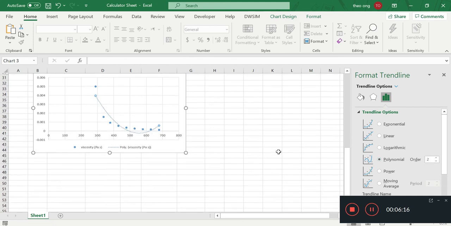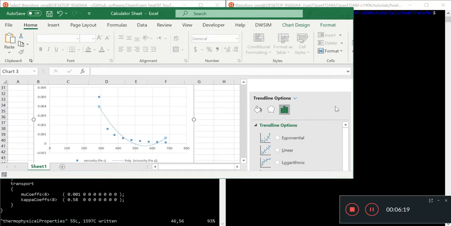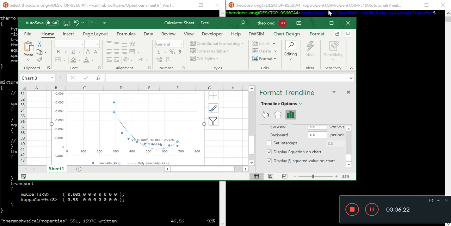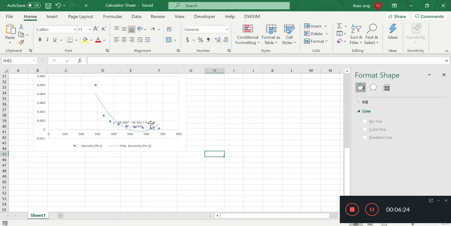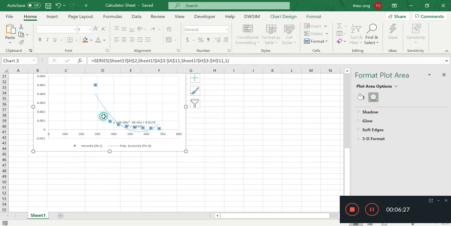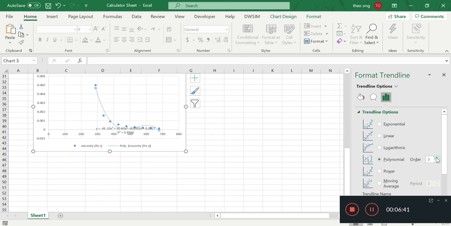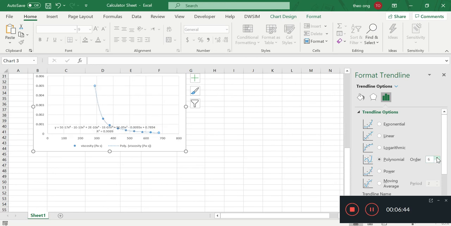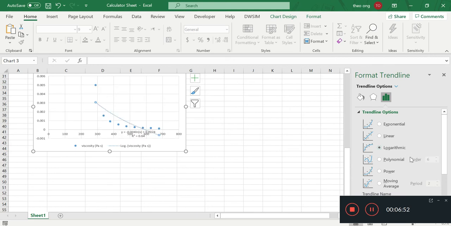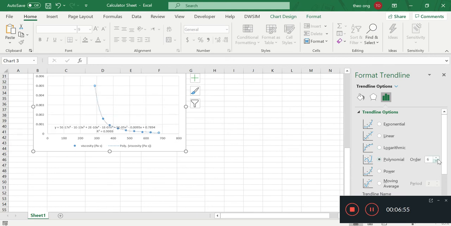Polynomial, and then we can do the same. Display equation and R squared. So polynomial second order is not good enough. We'll probably want to go a little bit higher. These are our trendline options. We go to a higher polynomial. So polynomial order 6 is about the best fit we can get. We can also do logarithmic, which doesn't actually work, so polynomial seems to be the best.